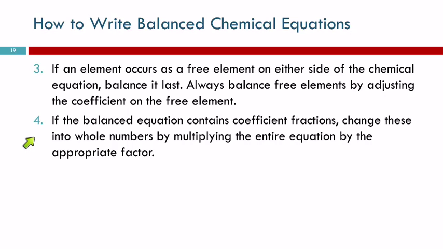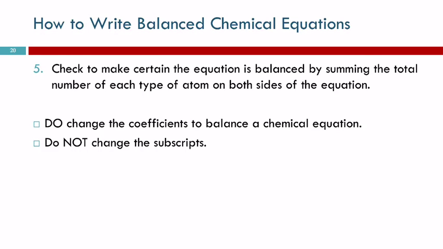And then after you've got things balanced, if you've got coefficients that are fractions, you need to clear those fractions by multiplying the entire equation. If you hate fractions, you can balance chemical equations without doing any fractions, so don't worry about that. Last thing is check your work. Go back and look at it again. Actually count how many of each atom on each side and make sure that it's really balanced.